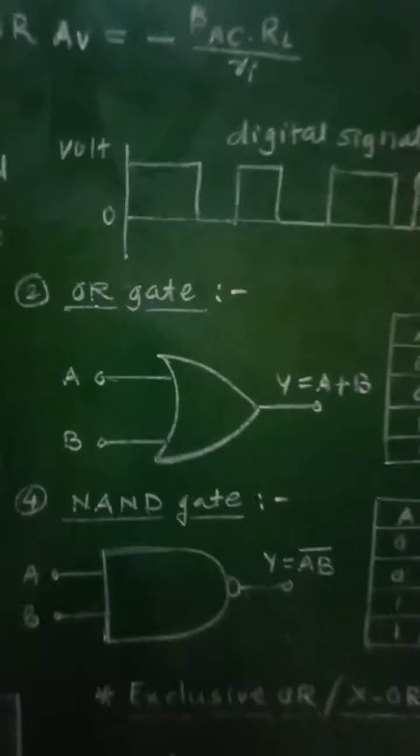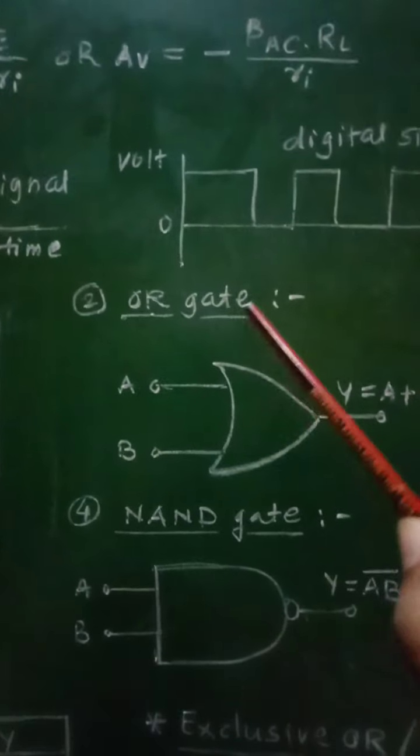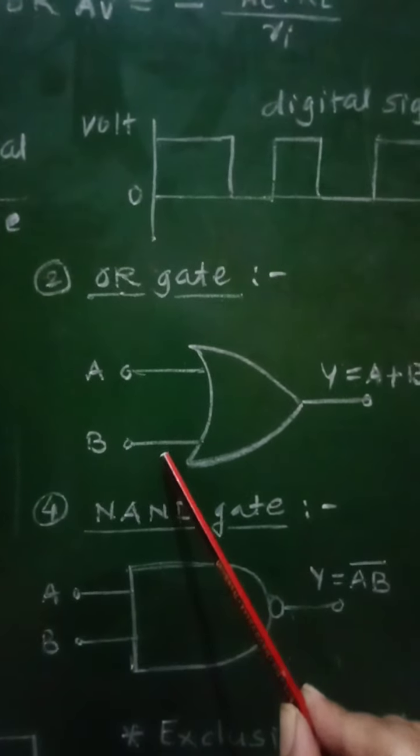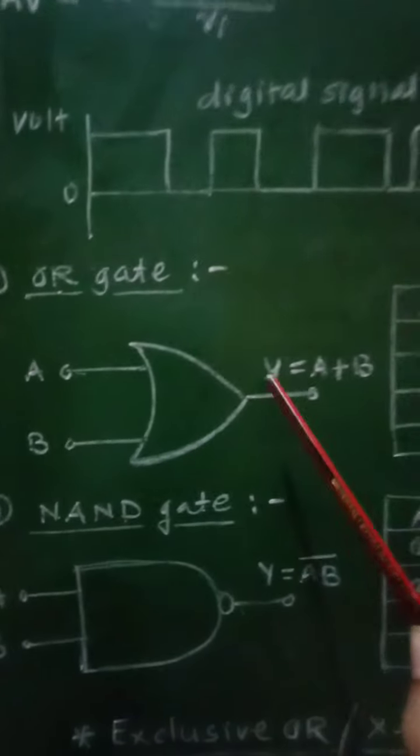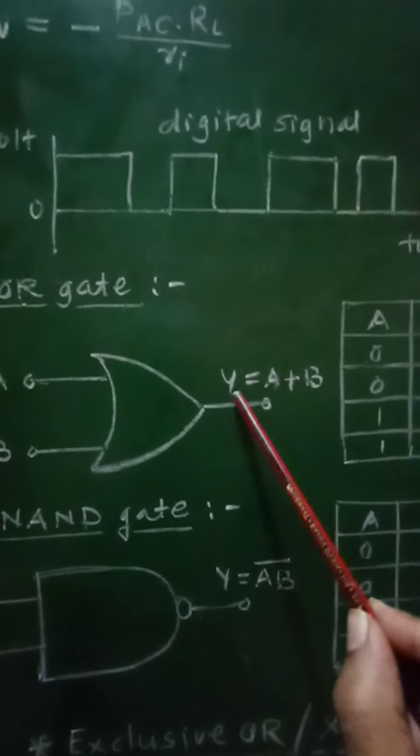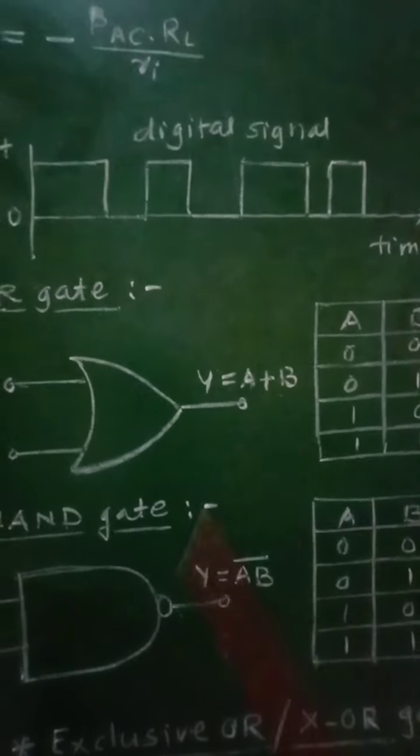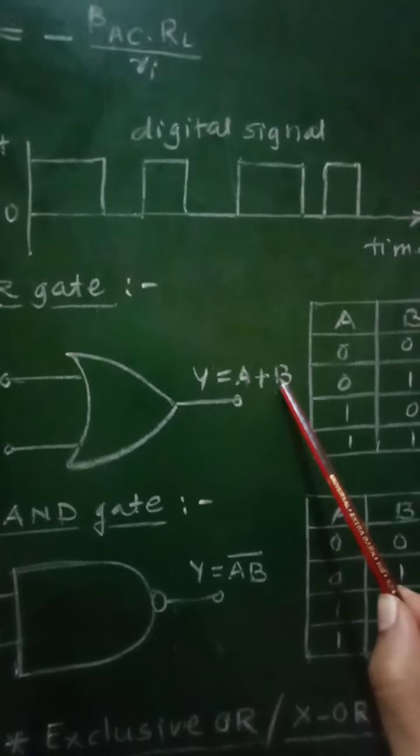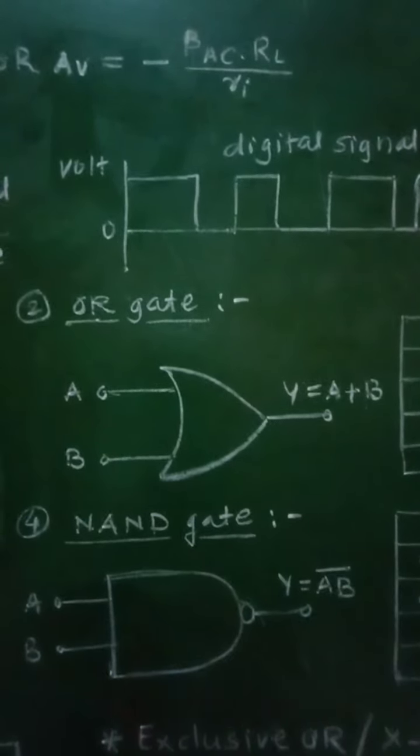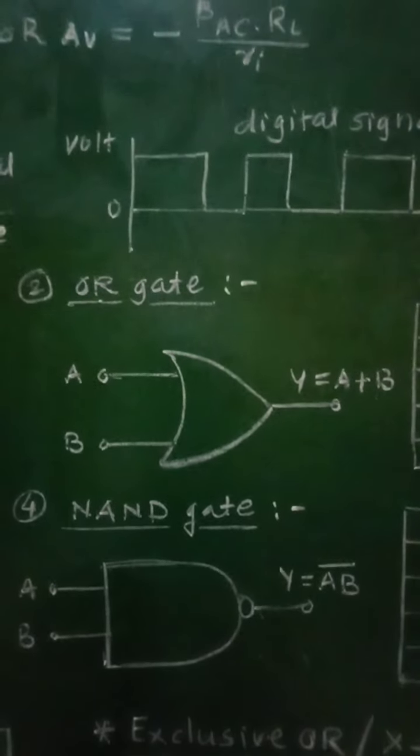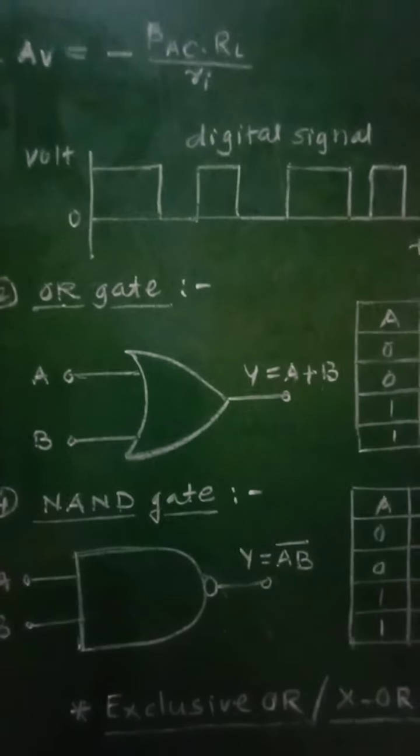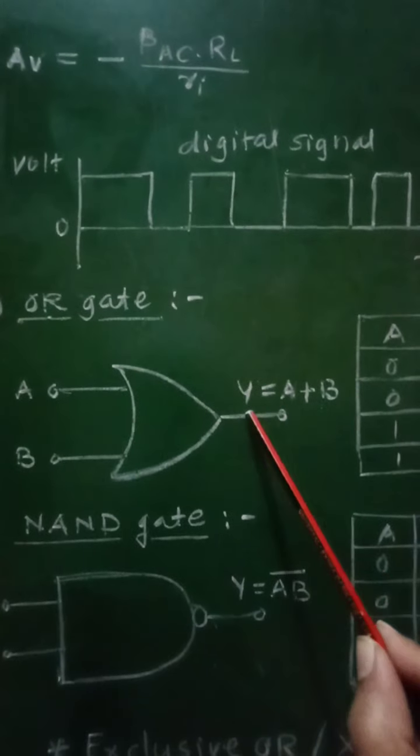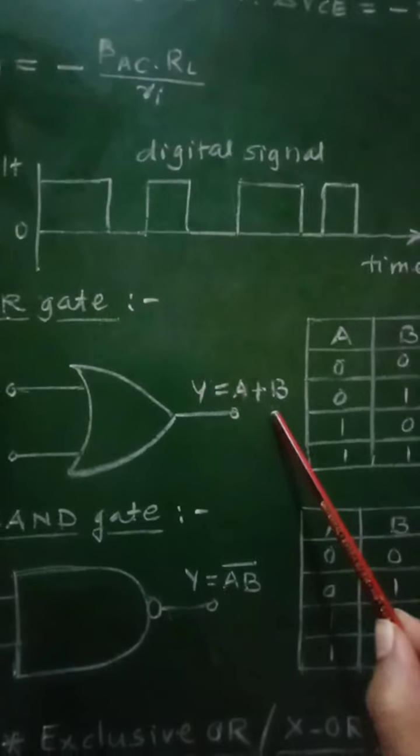Similarly, let us consider the second gate, that is OR gate. Again in case of OR gate there are 2 input signals, A and B, and the output is given as A plus B. As there is addition of these 2 inputs A and B, the OR gate is the digital addition. The Boolean expression for this OR gate is y equal to A plus B.